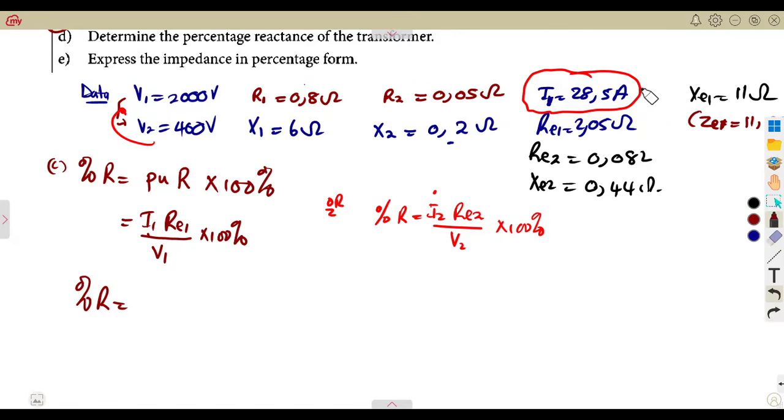But for this one, as we can see that I1 is already there, so we can use the first formula, where we have I1, 28,5, times RE1. We calculated, remember, our RE1, it was 2,05.